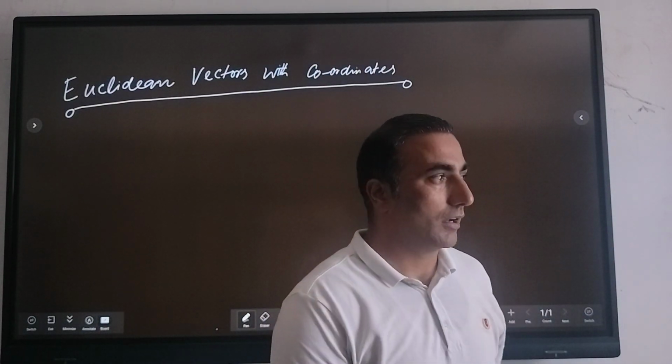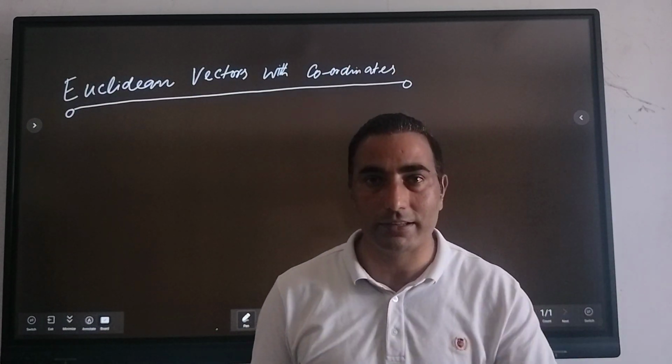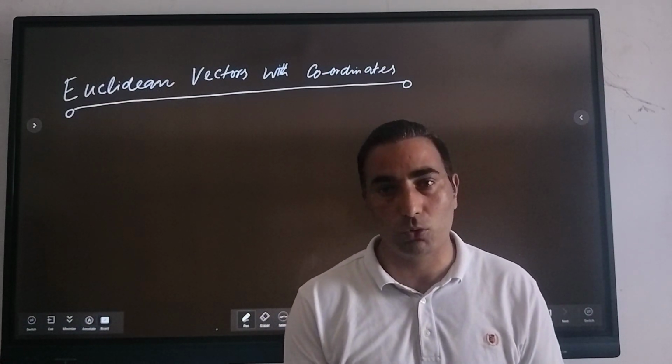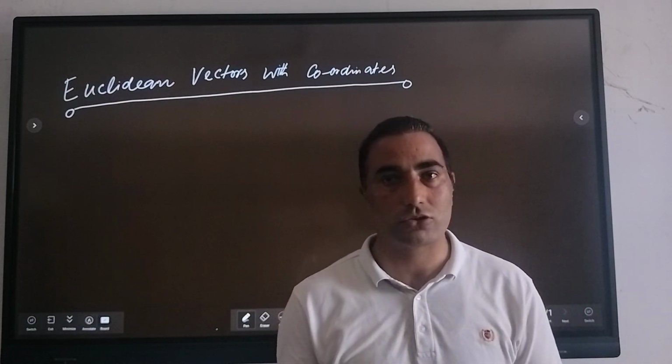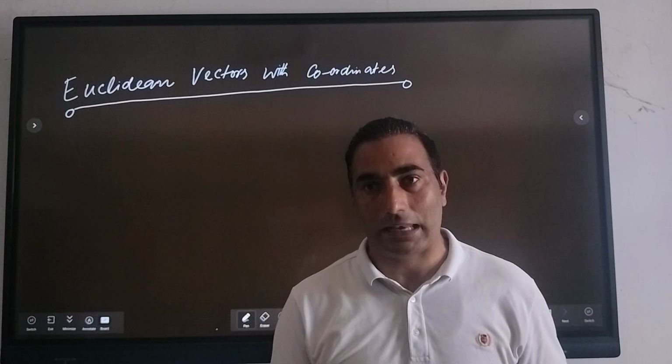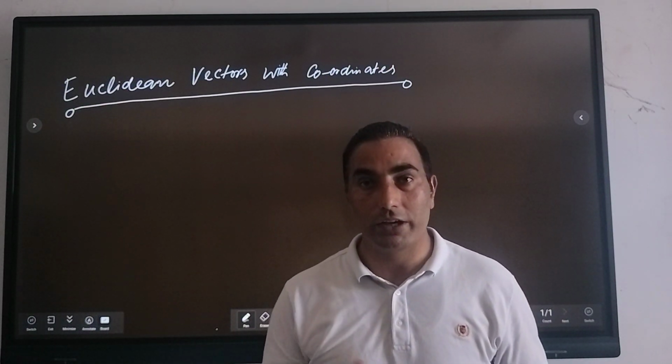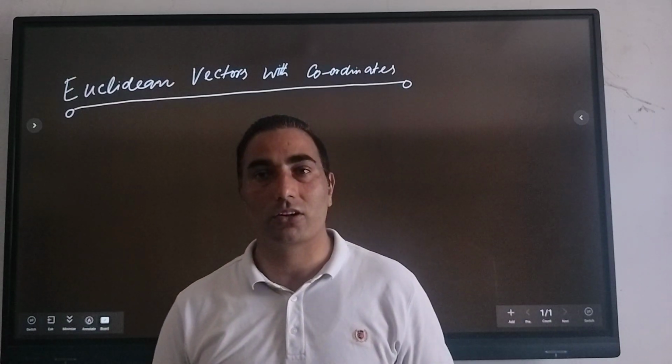So that means if you take the variation of a vector with respect to a scalar, or second, if you take a variation of a scalar with respect to a vector, both are vectors and these are called duals to each other, right? So this was our lecture number 2, and today we are going to discuss Euclidean vectors with coordinates, right?